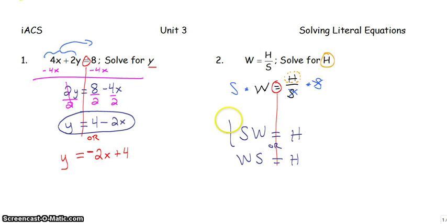Either way is fine. That's something we learned a couple of chapters ago. That's our commutative property of multiplication. It doesn't matter which order I multiply in. Standard procedure would be to write it in alphabetical order, but if you wrote it as WS, that would not have points taken off at this point.